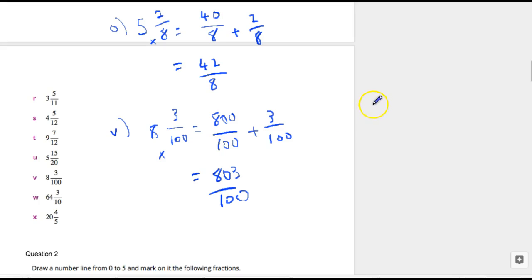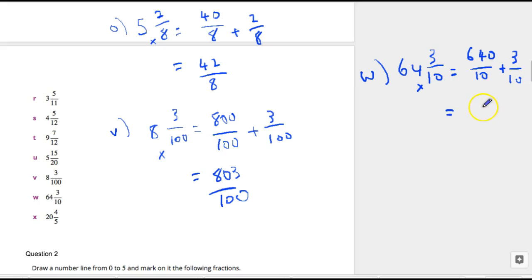And there's none here that you should need a calculator for. So let's do W. So even though it's 64 and 3 over 10, 64 times 10, when you're multiplying by 10, you're just adding a 0. So it's 640 over 10 plus 3/10.